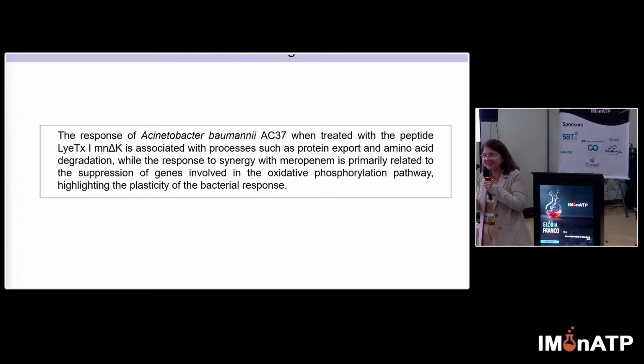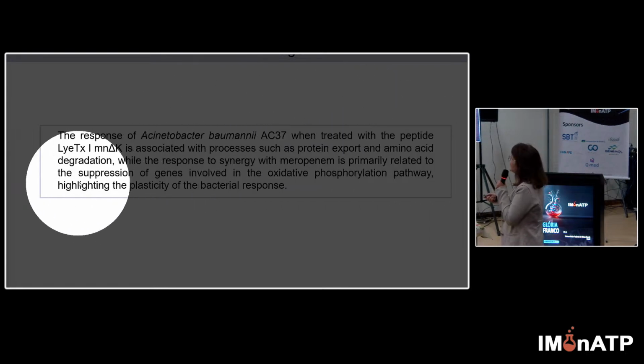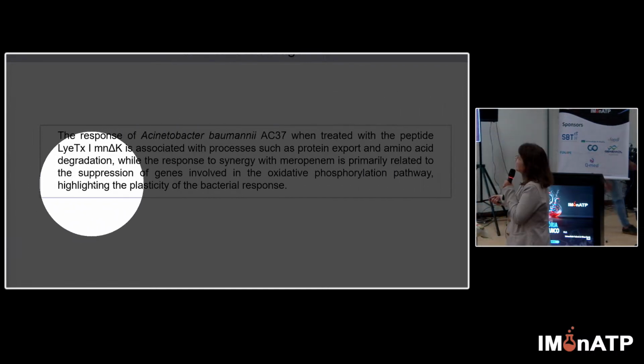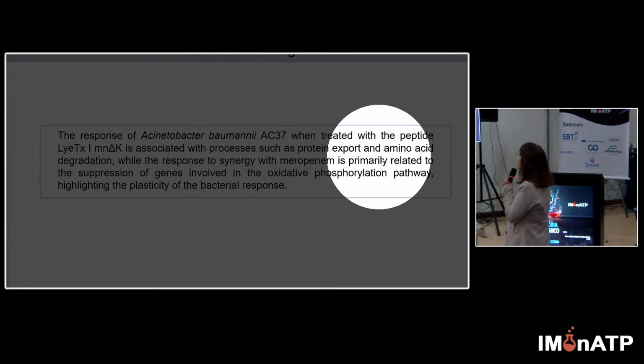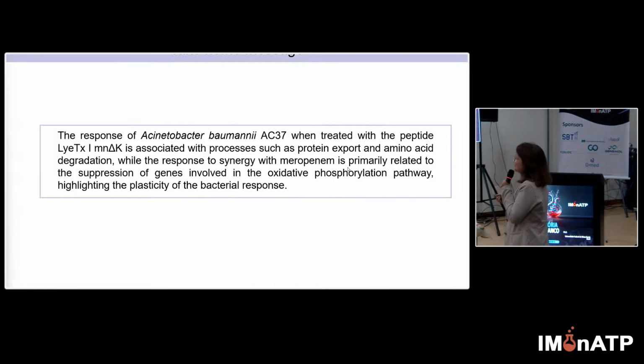And then I would like to finish here telling you that you have to see the process at the molecular level. Because when you see a synergism or addition, it's not the junction of the action. They cause a different action in the end. And the Acinetobacter baumannii response, when treated with peptide, is associated with processes such as protein export and amino acid degradation, while the response to synergy is primarily related to suppression of genes involved in oxidative phosphorylation.